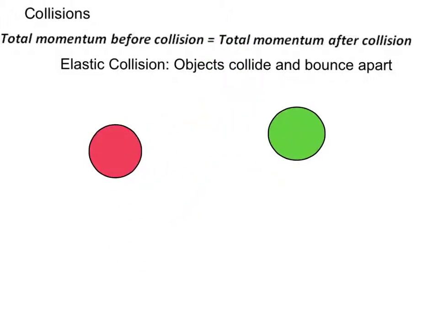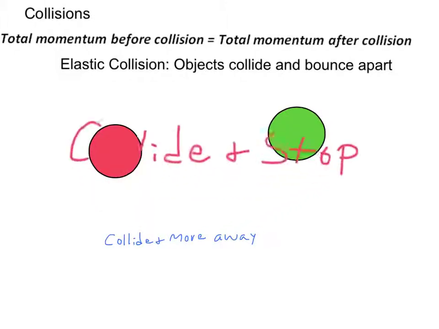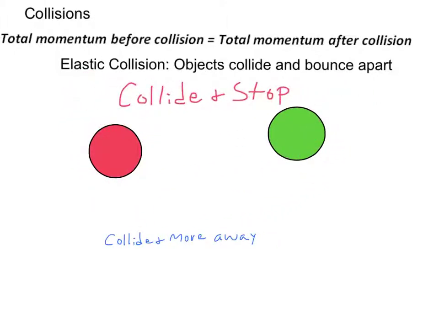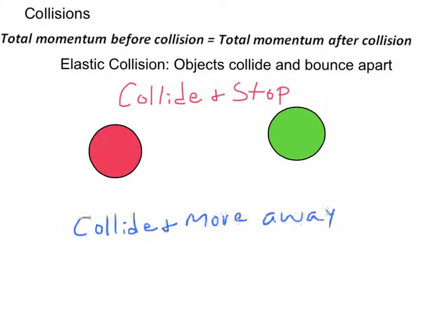Either way, the total momentum before and the total momentum after are going to be the same. When it comes to problem solving, we'll deal with only one-dimensional elastic collisions, but we might see conceptual questions involving two-dimensional elastic collisions. Now, of these elastic collisions, we're going to see two different types. One type we're going to call the collide and stop type. The other type we'll call the collide and move away type.